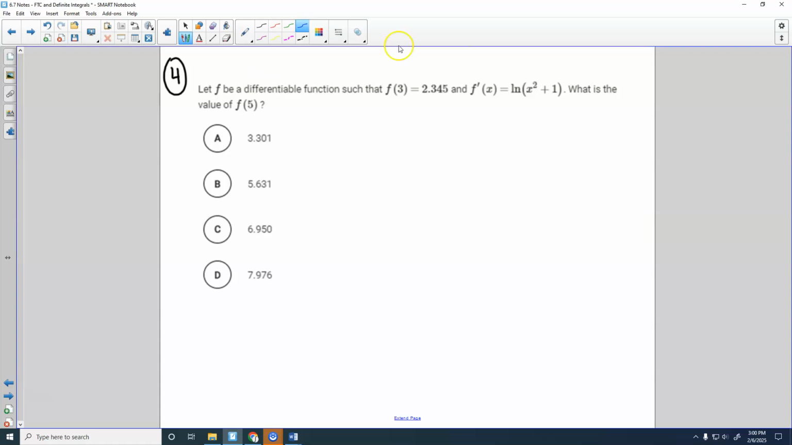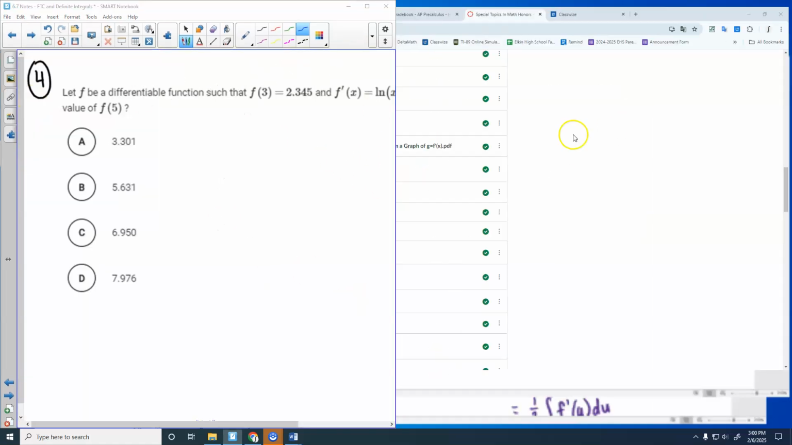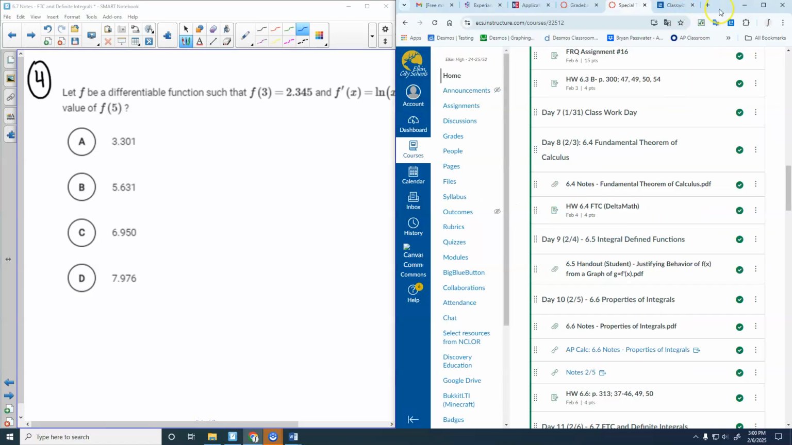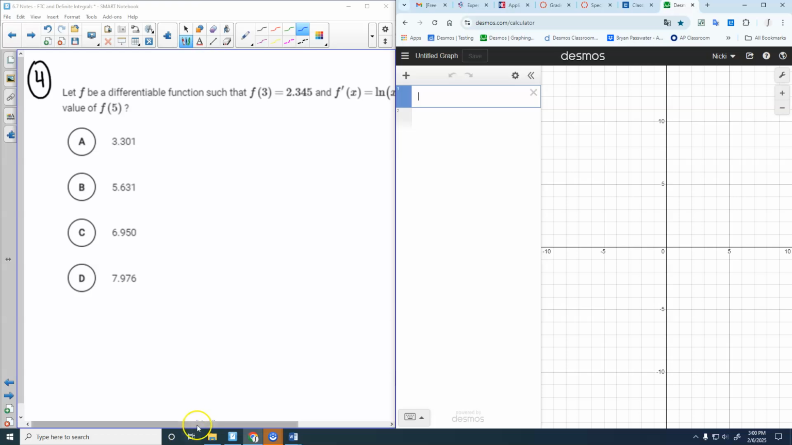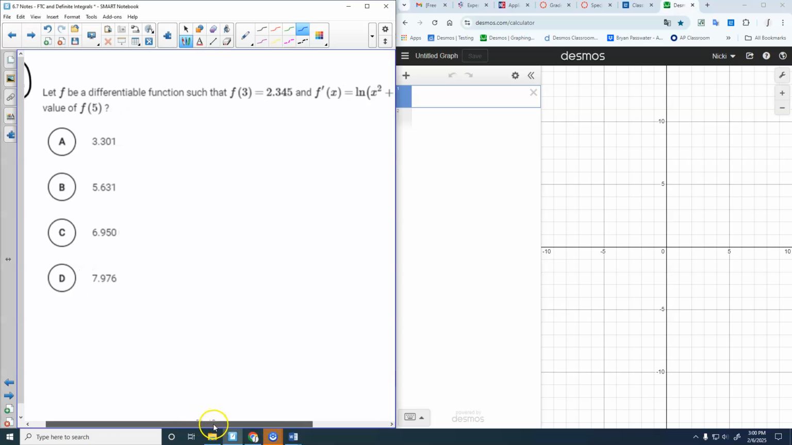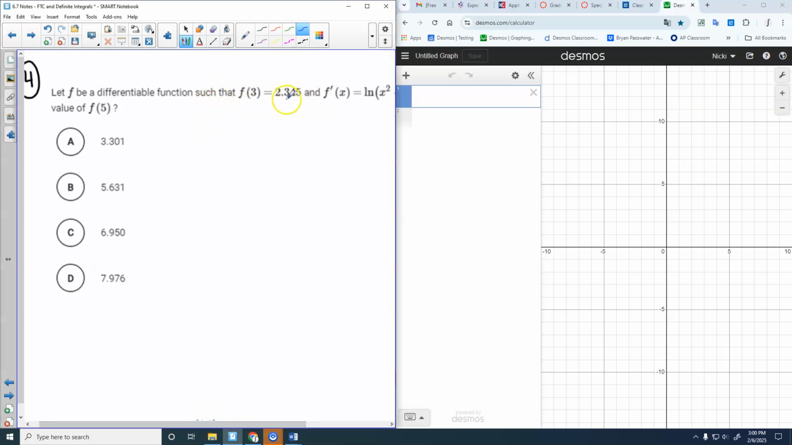All right, so let's look at some of the types of problems that you might have. This is a calculator active problem. If you got your computer up, you can pull up Desmos. If you don't, just follow along here because we've only got 10 minutes left. So we know f of 3 equals 2.345. They give us the equation for f prime.